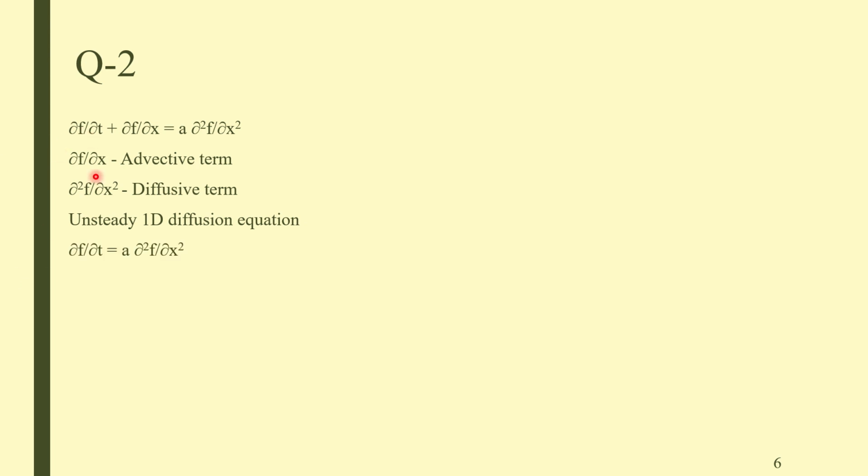And yeah, ∂f/∂t + ∂f/∂x = a times ∂²f/∂x², and the advective term is being removed. Therefore the unsteady one-dimensional diffusion equation is given by ∂f/∂t = a times ∂²f/∂x². So this is a generalized format, and we are taking the a to the other side.